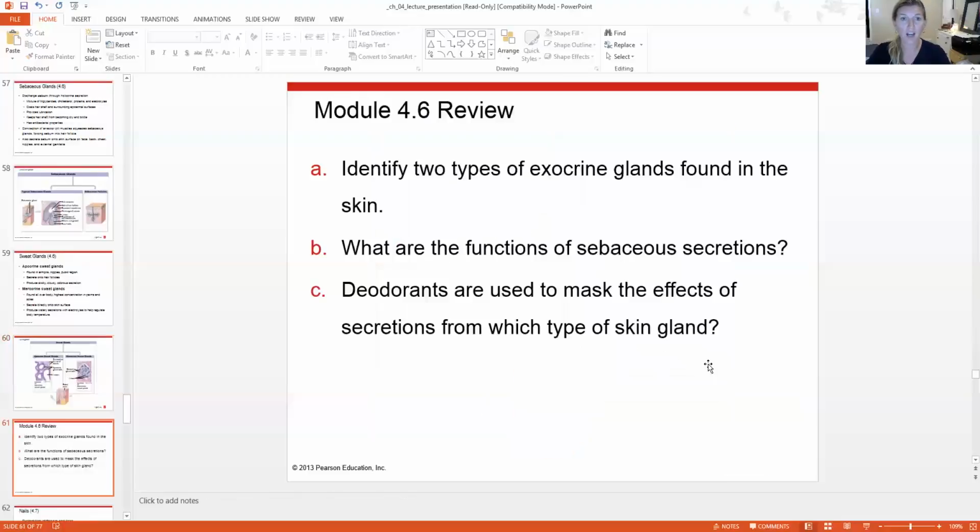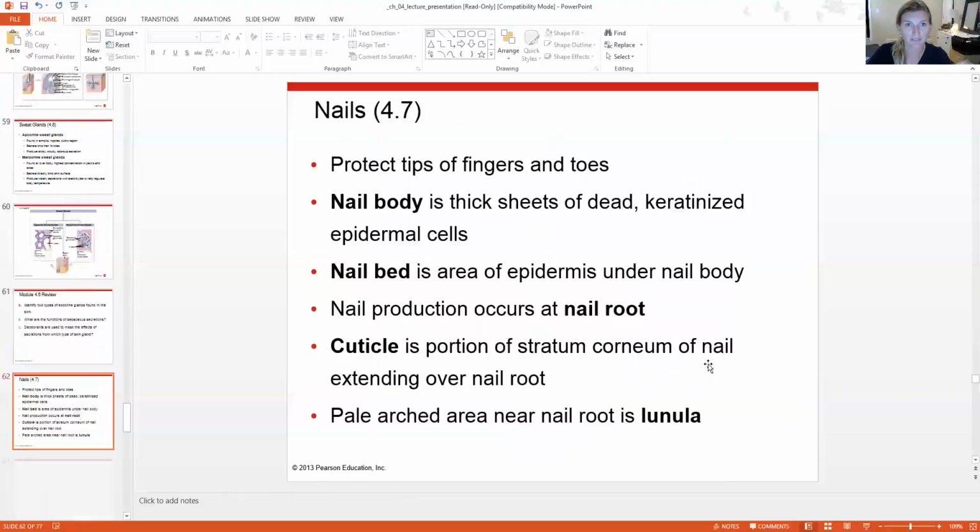So here's the review for this section of the book. You can pause the video, answer the questions, or you can answer the questions in your reading guide.